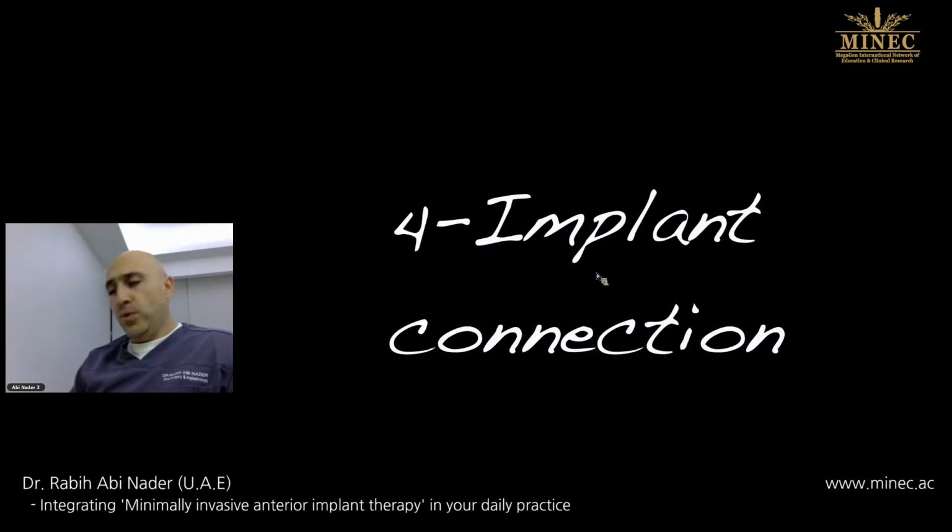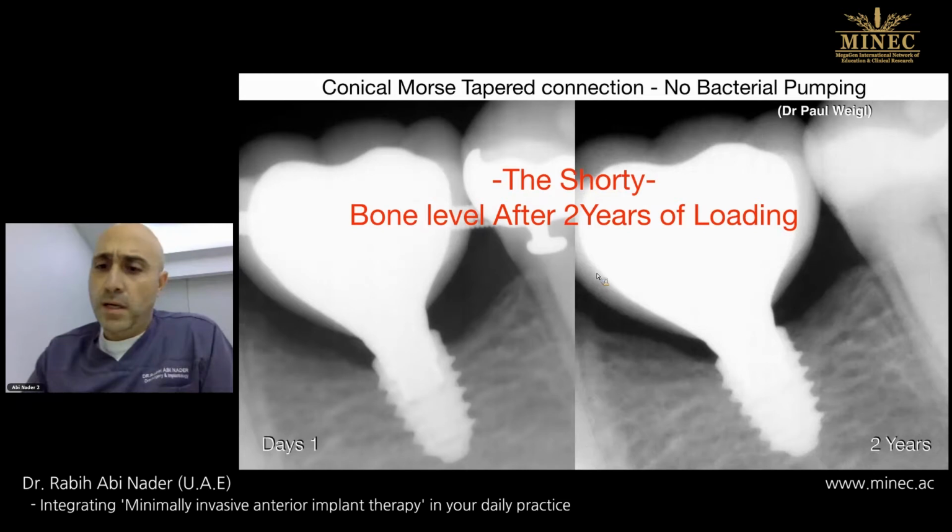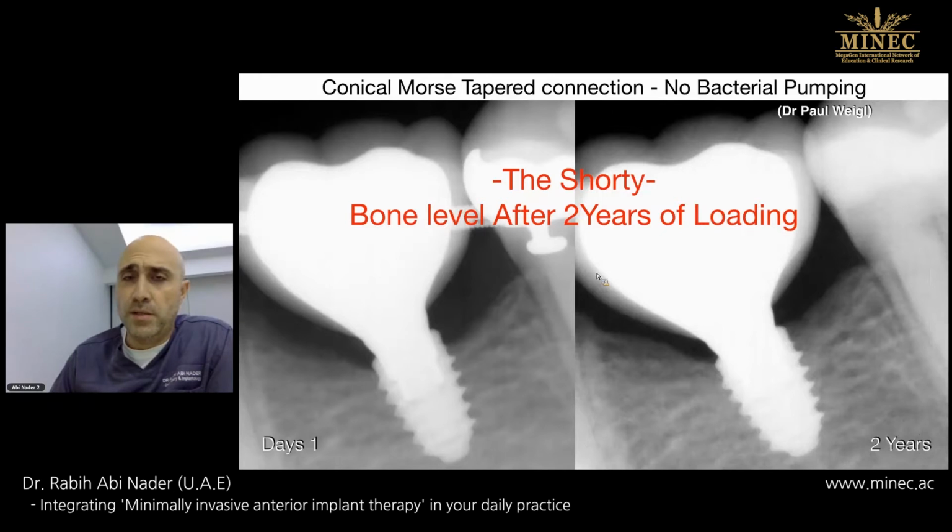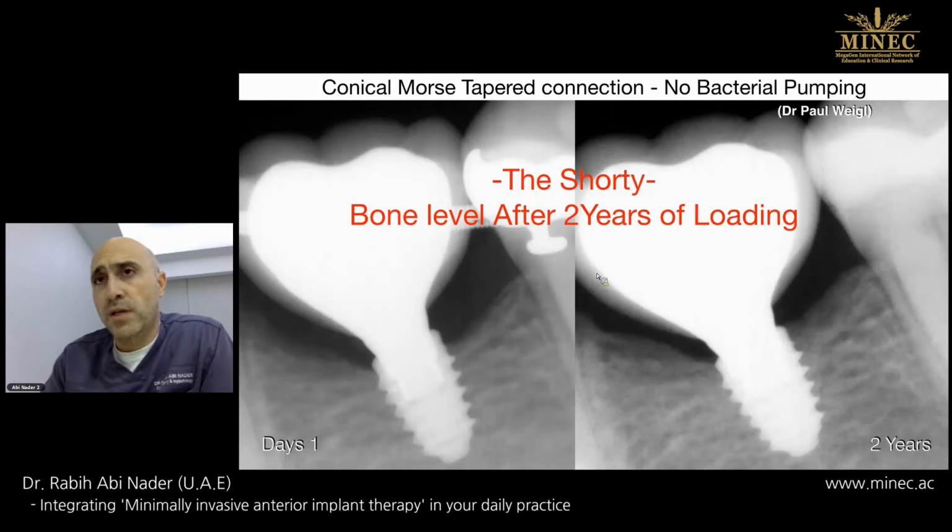Another important thing in this case is the implant connection. Since we mentioned that our implant position has to be at least 1 millimeter under the crestal bone, that means in some cases it can be 4 millimeters from the palatal. So our implant has to be deep in the anterior zone, and you cannot put a deep implant if you have a weak connection. Then you will have bacterial pumping and you will have resorption.